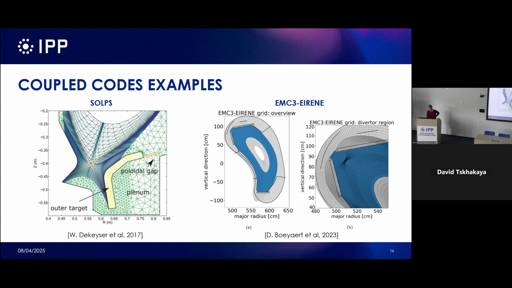Some examples of coupled codes. We already mentioned SolPS ether, which is a combination of B2 fluid code in this blue mesh, and of course IRENE in this triangular mesh. And also EMC3 IRENE, which is a 3D Monte Carlo fluid code. So it's often used for stellarators or some investigation of some toroidal effects in tokamaks.